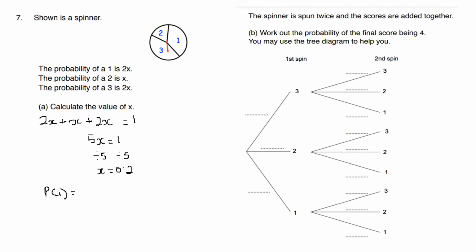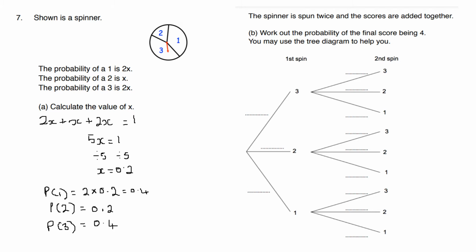We can then work out the probability of spinning each number on the spinner. So the probability of spinning a 1 will be, it's 2x, so that will be 2 times 0.2, which will give us 0.4. The probability of spinning a 2 is just x, so that will just be 0.2. And the probability of spinning a 3 is 2x, which will be the same as the probability of spinning a 1, so that will also give 0.4.